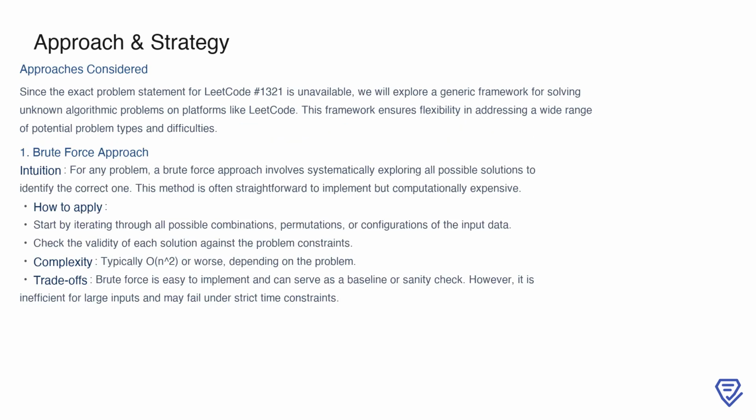When tackling an algorithmic problem, the brute force approach is often the first to consider. It relies on systematically exploring all possible solutions to find the correct one. This method is straightforward since it simply iterates through every potential combination, permutation, or configuration of the input data and checks if each satisfies the problem's constraints.